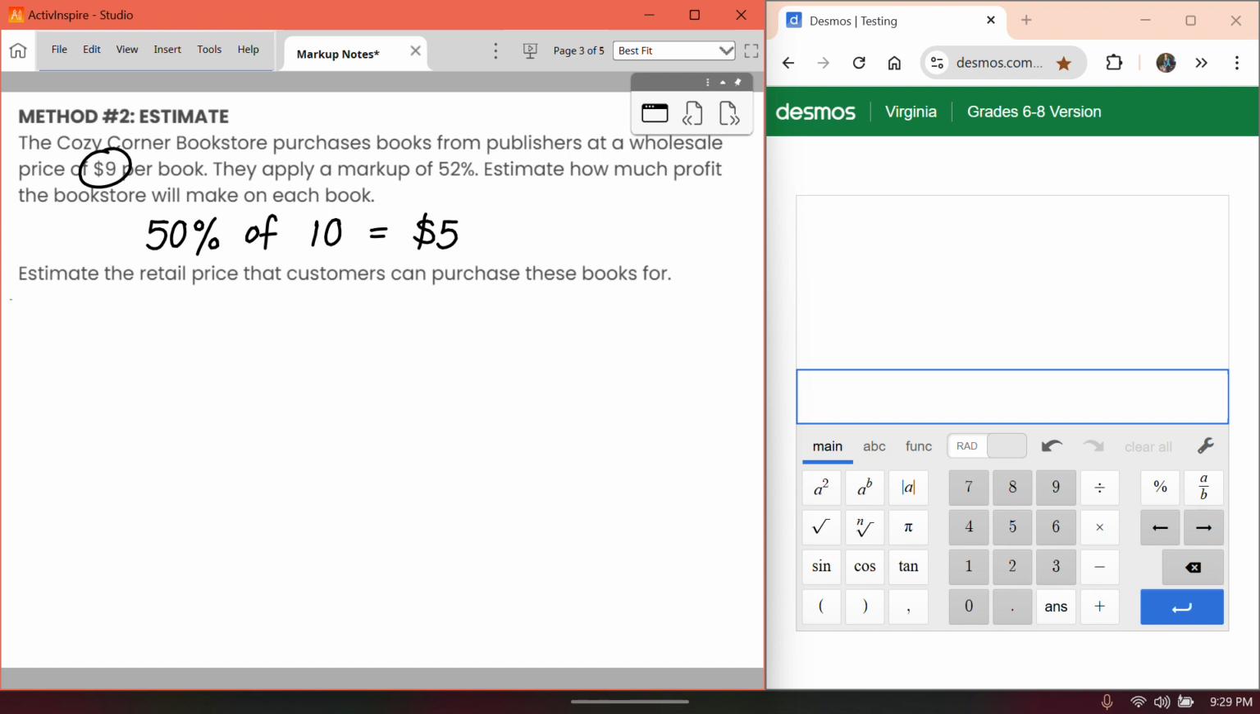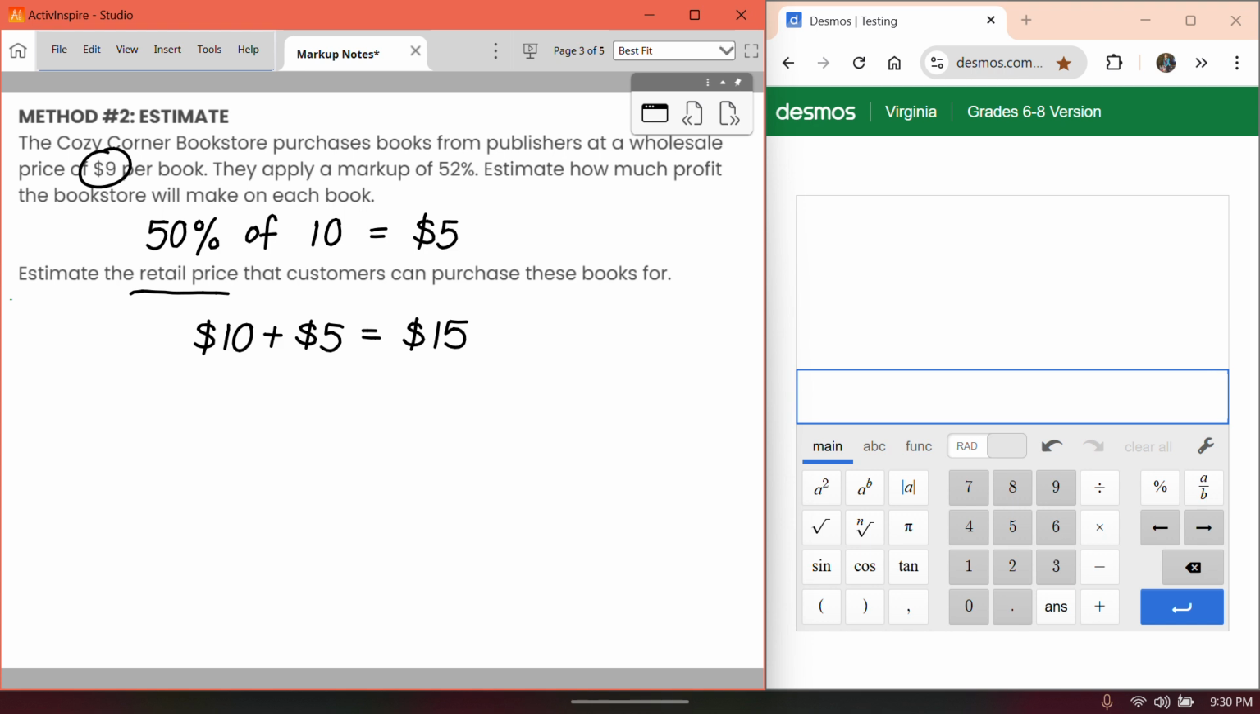So when it says estimate how much profit the bookstore will make on each book, I estimate that they'll make a $5 profit. Now I'm going to estimate the retail price, that's a good word, that customers can purchase these books for. So the customer has to pay the wholesale price, which we rounded to $10, and they have to pay the markup, which we estimated to be $5. So this book is going to cost the customers approximately $15.